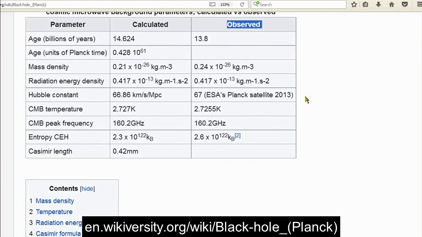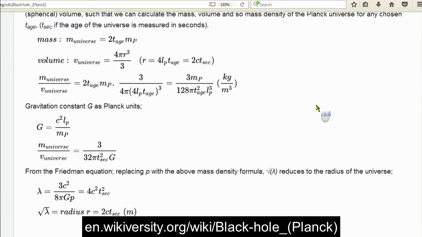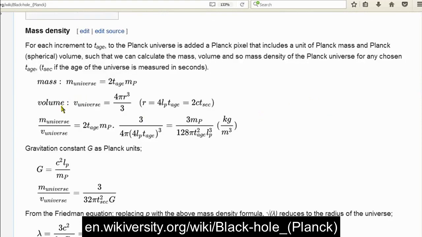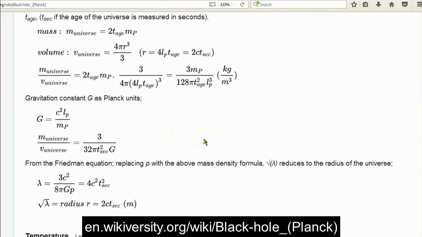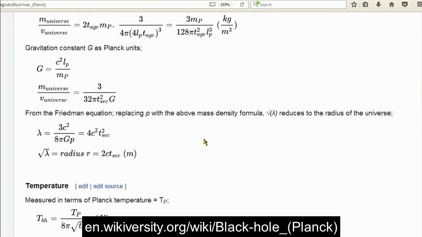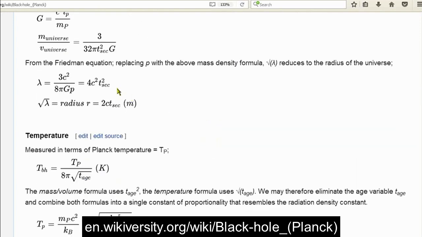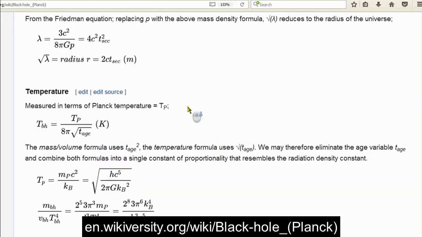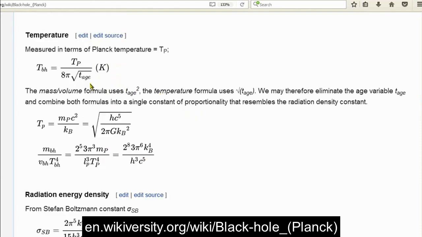And so by choosing TH, we can choose whatever TH we want, we can calculate the mass of the universe and the volume of the universe, and so the mass volume density of the universe at that TH. TH for us is 10 to the 61. And then we can simplify: the radius of the universe is simply this expansion in these Planck steps. Now, here in temperature, we find something else.